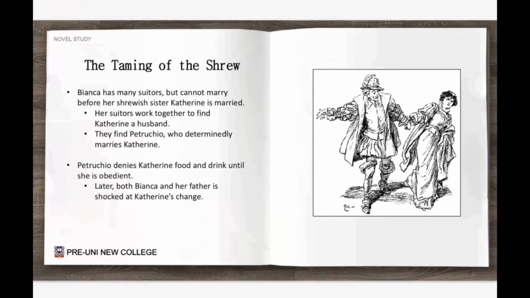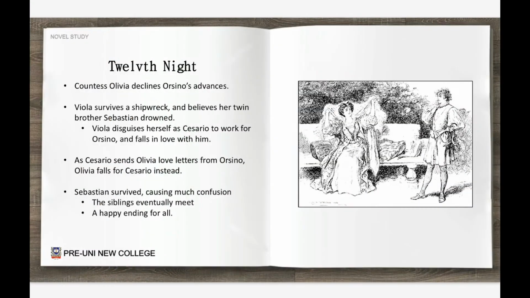The Taming of the Shrew. Lovely Bianca has many suitors, but cannot marry until her violently tempered sister Catherine marries first. Therefore, Bianca's suitors work together to find Catherine a husband and find Petruchio. After their wedding, Petruchio denies Catherine food and drink until she is obedient. Later, Catherine wins Petruchio and his friends' bet of being the most obedient wife, causing Bianca and her father to be greatly shocked.